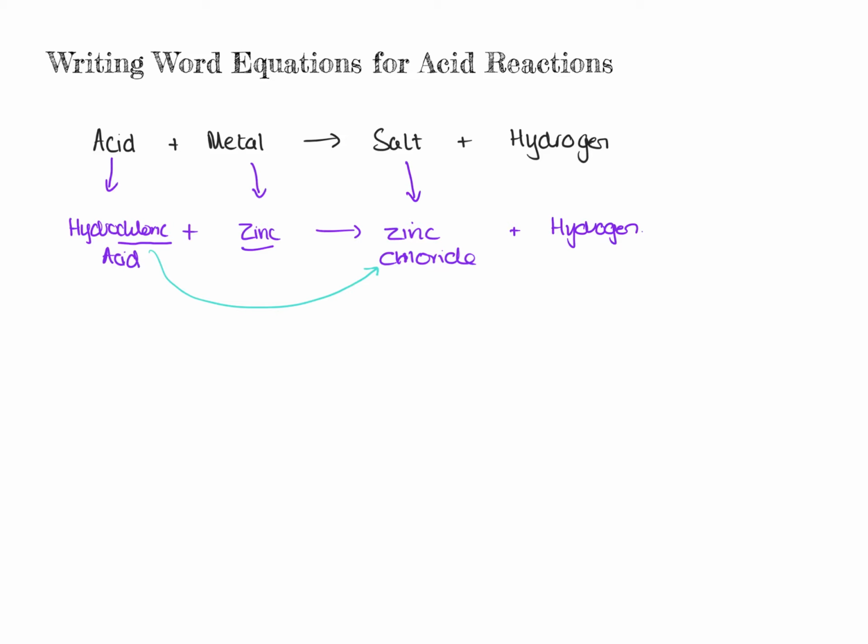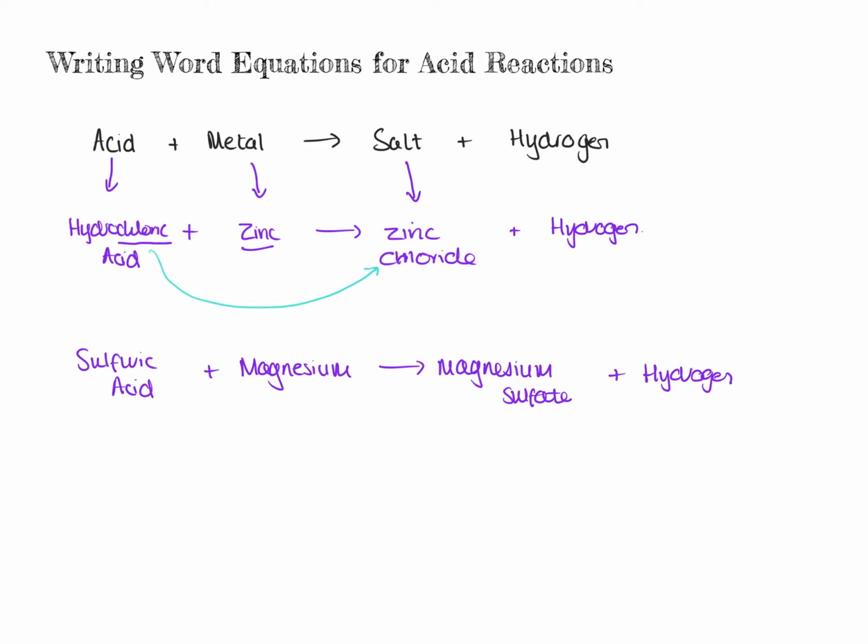So let's go for, just change this to a different colour so you can see what we've got. We go for sulfuric acid this time, plus magnesium, makes... see if you can name this salt. So you've got sulfuric acid, you've got magnesium. Remember the metal always comes first. Your salt would be called magnesium sulfate. And remember to say plus hydrogen, because every time a metal reacts with acid, it makes hydrogen gas. We know that from our general equation.